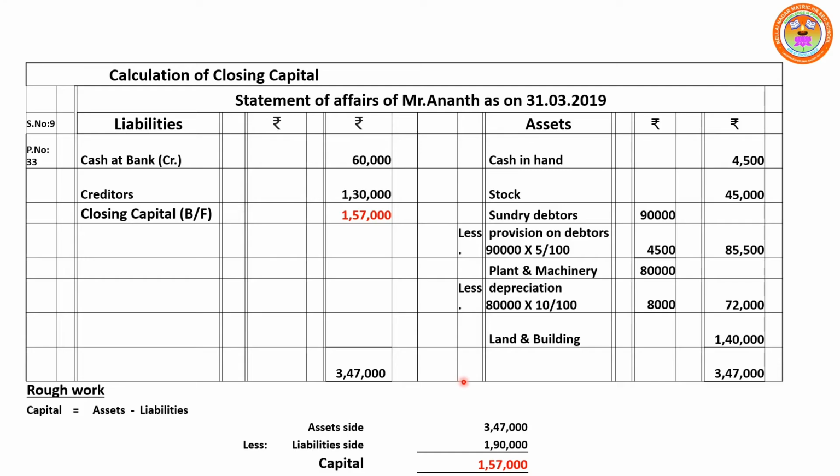Now look at asset side total 3,47,000. Liability side, if we add cash at bank, credit balance and creditors 1,30,000, 1,90,000. So subtract these two amounts, we got 1,57,000 will be written as closing capital inside the bracket, balancing figure. So 1,57,000 closing capital we found in this step. Then as usual, what is the next step?